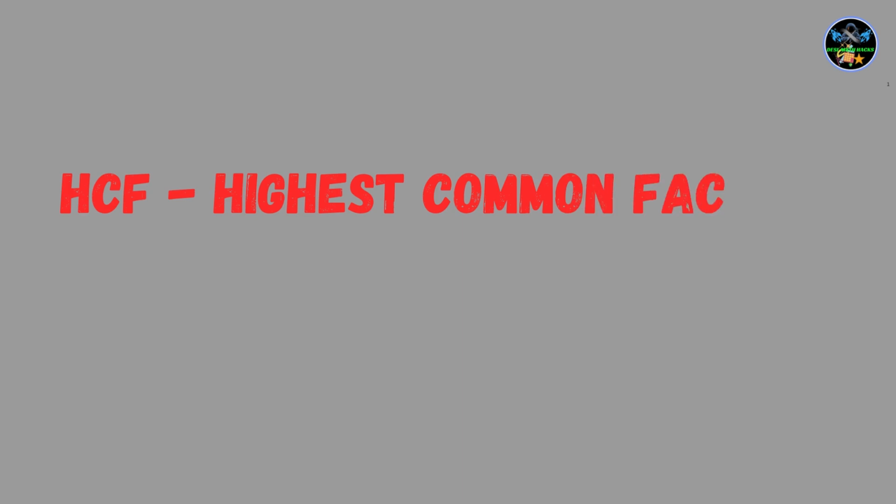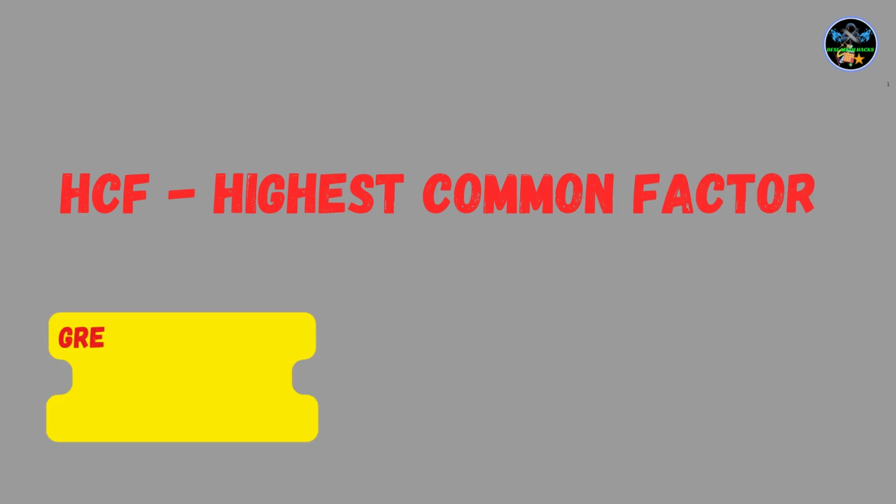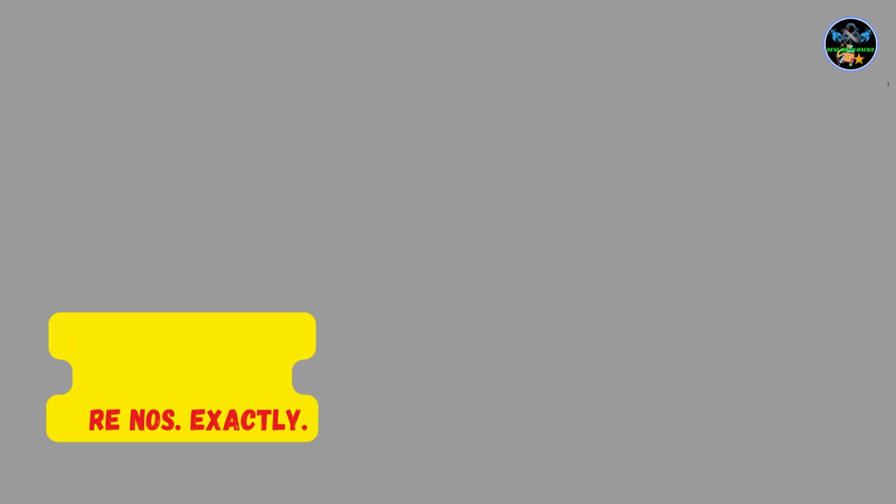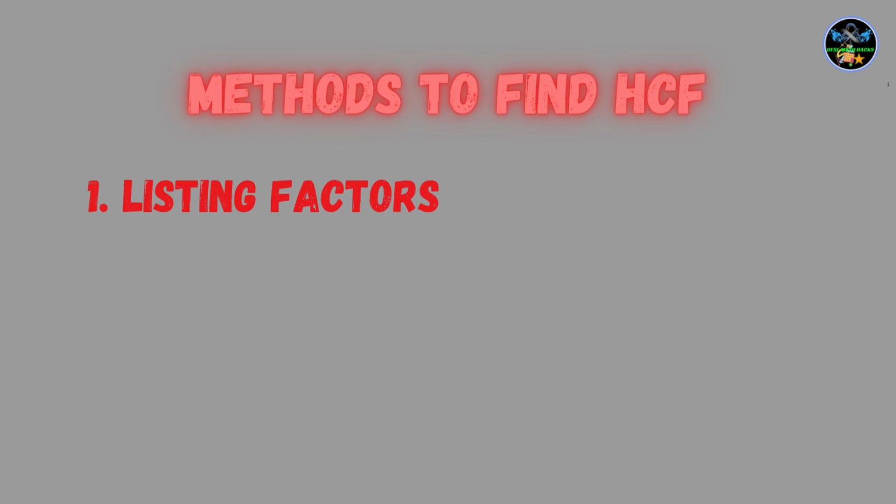Let's start with HCF, highest common factor. HCF is the greatest number that can divide two or more numbers exactly. It also means that there should be no remainder left. There are three methods to find HCF. First one is listing factors.